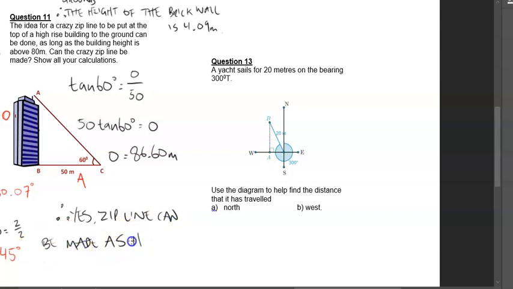As height is above 80 meters, and in brackets we show 86.60. We just show what our calculation happens to be. So it's above 80 meters. It can be done. Whether you do it or not is another question.